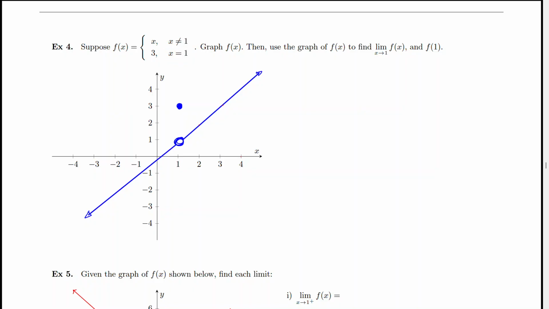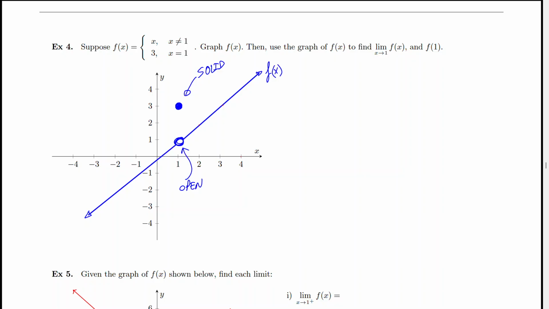Okay, so my graph has a little gap or a little hole, and it has an extra dot floating in space. So this blue thing is the solid point up there, and this is the open point or the hole on the graph. So that's my function f of x. It's kind of weird, but it's missing one point, and that point has been relocated.